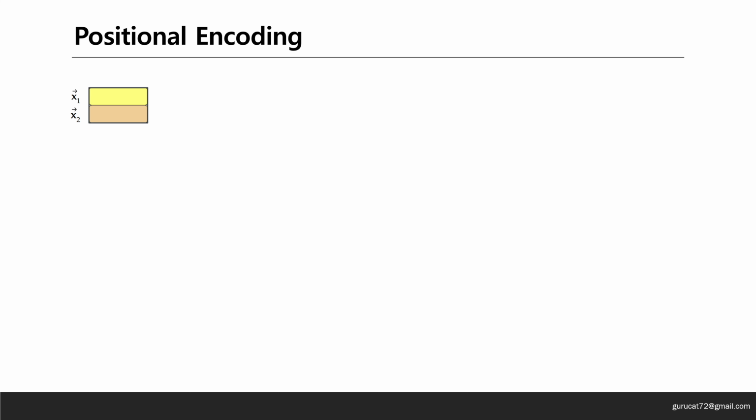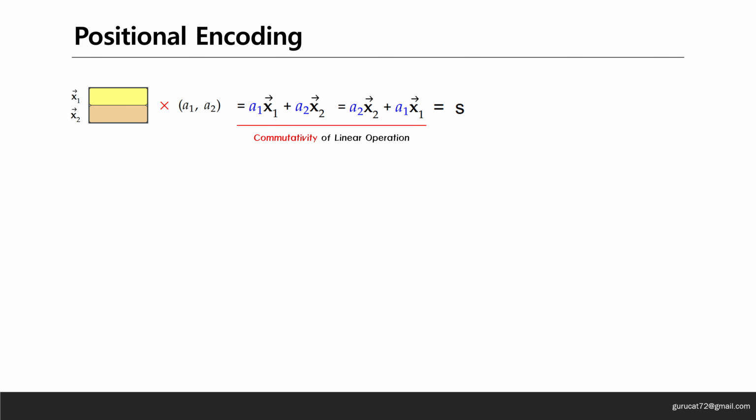Here's a simple example. We've got two vectors, x1 and x2. We take some weights, a1 and a2, and we compute a1 times x1 plus a2 times x2. Now watch this trick. a2 times x2 plus a1 times x1 yields the same thing. We get the same results. Because addition is commutative, you can flip the order and get the same sum. A plus B equals B plus A. That's basic math, but it's causing a huge problem here.